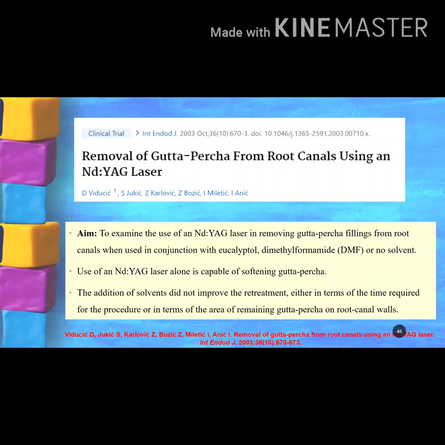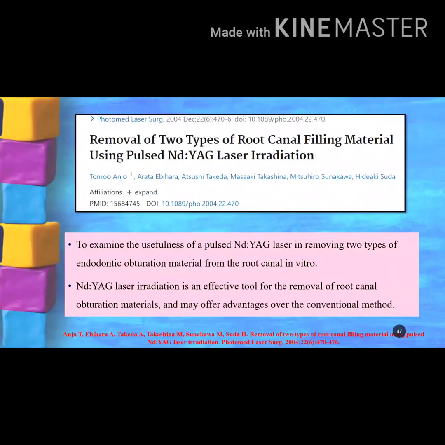Now, one article on removal, by Windusi. The aim of the study was to examine the use of Nd:YAG laser in removing the remaining gutta percha filling from the root canal when used in conjunction with a solvent. They found that the Nd:YAG laser alone is capable of softening the gutta percha, and the addition of a solvent did not improve the retreatment, either in terms of time required for the procedure or in terms of area of remaining gutta percha on the root canal walls.